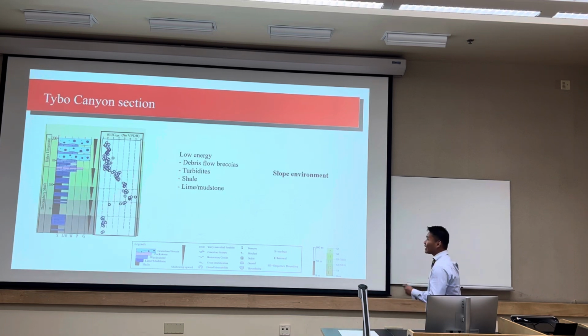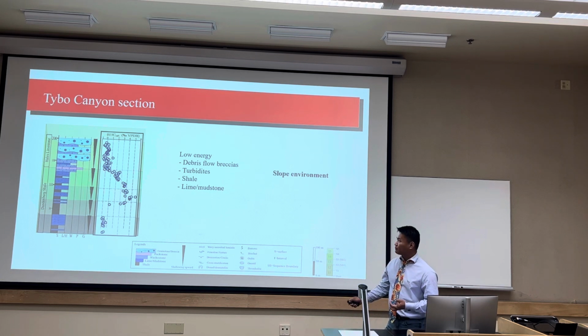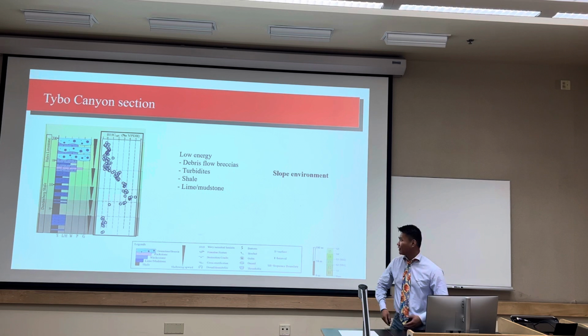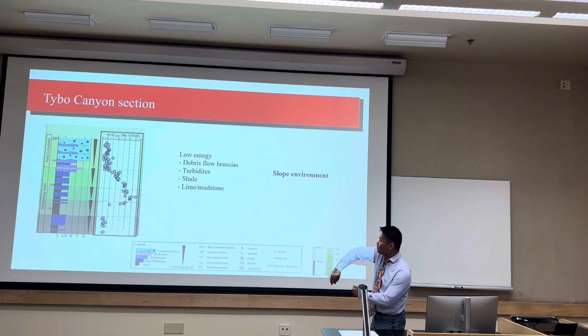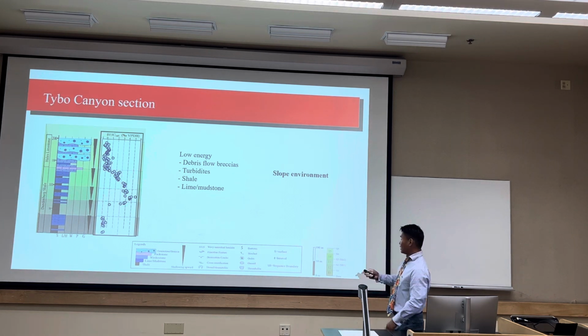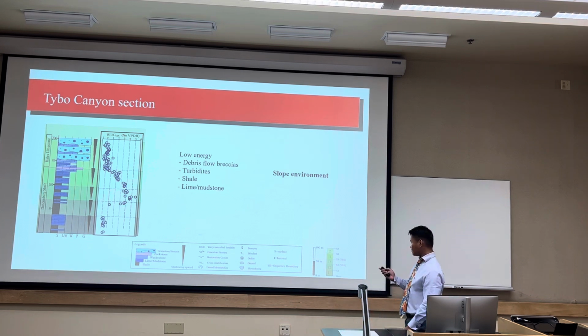So now we have the Taibo Canyon section. The Taibo Canyon section you can see here is pretty shale and low energy wackestone limestone. This is all a very low energy environment. So basically this is what happened: you have a slope, and then the turbidite and debris flow on the top, and at the bottom you have a low energy environment. So the whole Taibo Canyon section was deposited in the slope environment.